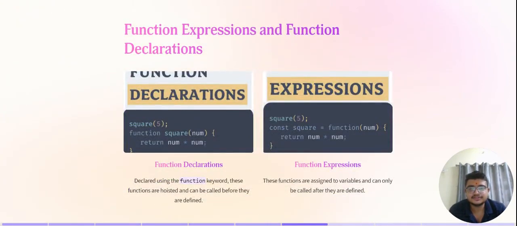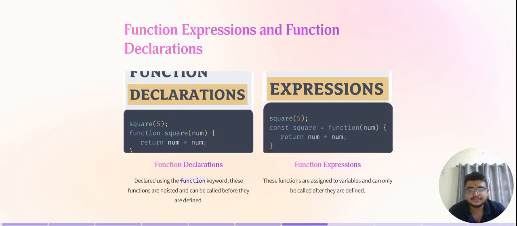Function expression and function declaration. First of all, we will see function declarations. Functions are declared using the function keyword. These functions are hoisted and can be called before they are defined, as shown in the example figure.